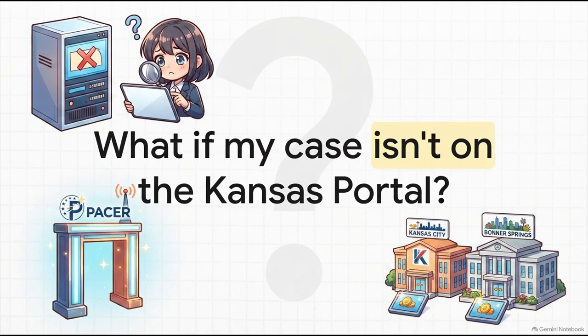But what happens if your case just isn't there? Well, a crucial thing to remember is that the state portal doesn't hold everything. Federal cases require a totally different system called PACER, which stands for Public Access to Court Electronic Records. Meanwhile, municipal courts, like Kansas City, Kansas, or Bonner Springs, use their own separate digital portals, like Next Request or local municipal payment sites for their traffic and city ordinance files.